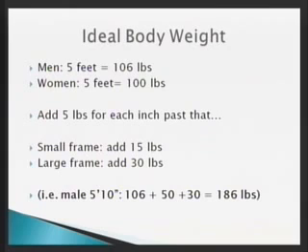So I gave you an example. A male, 5'10", 106 pounds you start with. You add 5 pounds for each inch past that, which is 50, and we'll say most are large frame, that's 30. So ideal body weight for a male 5'10" is 186 pounds. Three-quarters of Americans aren't anywhere close to that weight, right? But that's ideal body weight.